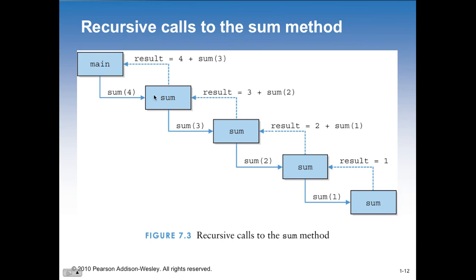So we called the function with sum 4, and then with sum 3, and with sum 2, and with sum 1. Now sum goes back and says, the result's 1, return. When it returns, it returns, it returns, it returns. All the returns happen in the reverse order of the function calls. This is what causes the stack overflow error. If you keep creating, creating, creating, eventually you're going to run out of stack space.